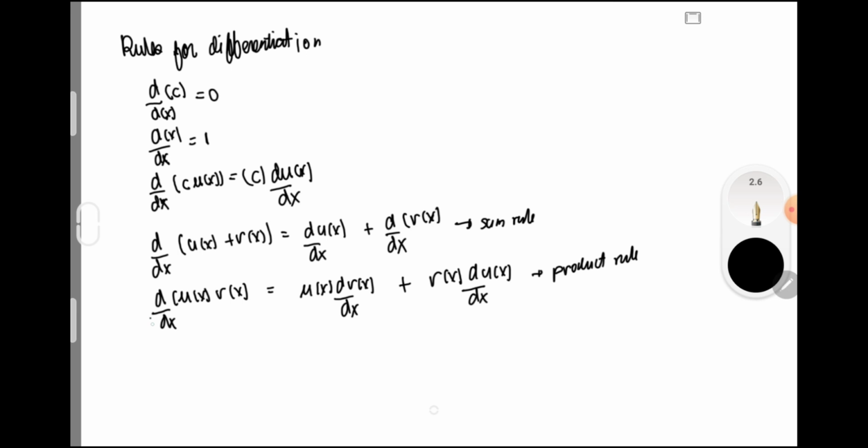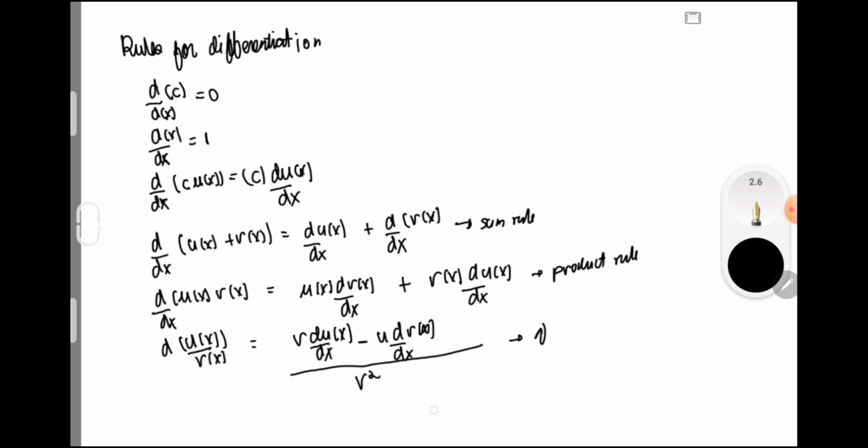And for our quotient rule, we have the derivative of u of x divided by v of x is equal to v of x du of x with respect to dx minus u of x dv of x with respect to dx, divided by v squared, which is our quotient rule.